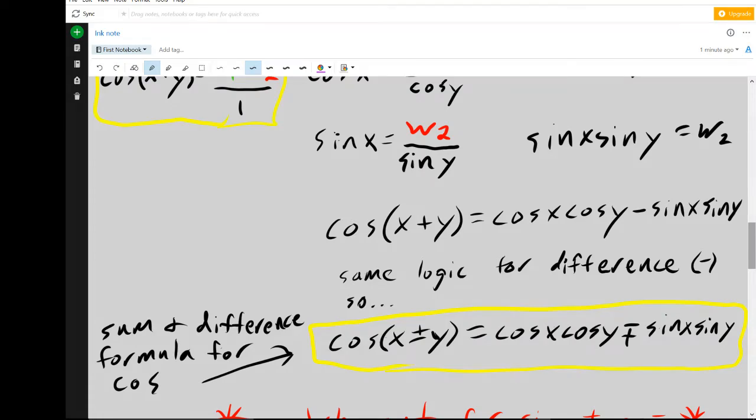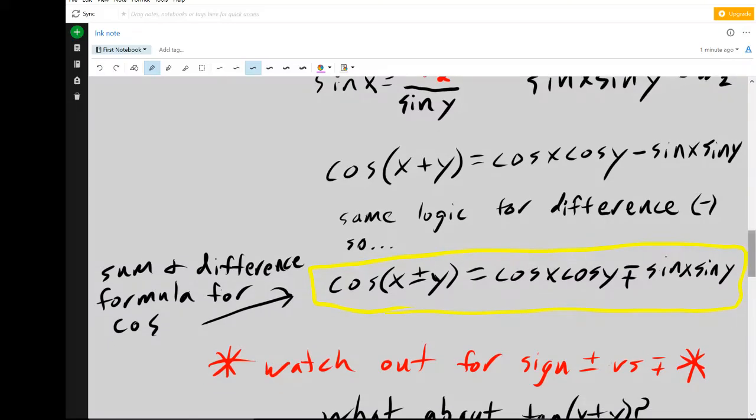No, we did not make a mistake. You are seeing this correctly. It is cosine x plus or minus y, but on the other side it is minus plus. You need to pay attention to these signs in this formula and understand where they come from and why we differentiated between the same signs on both sides for the sine and opposite signs when we were talking about cosine.